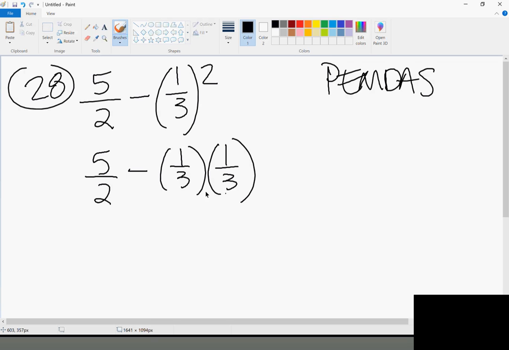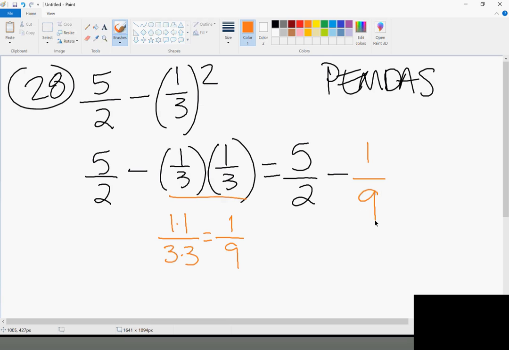Okay? So now I have multiplication to take care of before I deal with the subtraction. So 1/3 times 1/3 is going to be 1 times 1 over 3 times 3, which is 1 over 9. That's going to be 5 over 2 minus 1 over 9. So now I'm subtracting fractions, so I need to have a common denominator. So I'm going to go with 18.